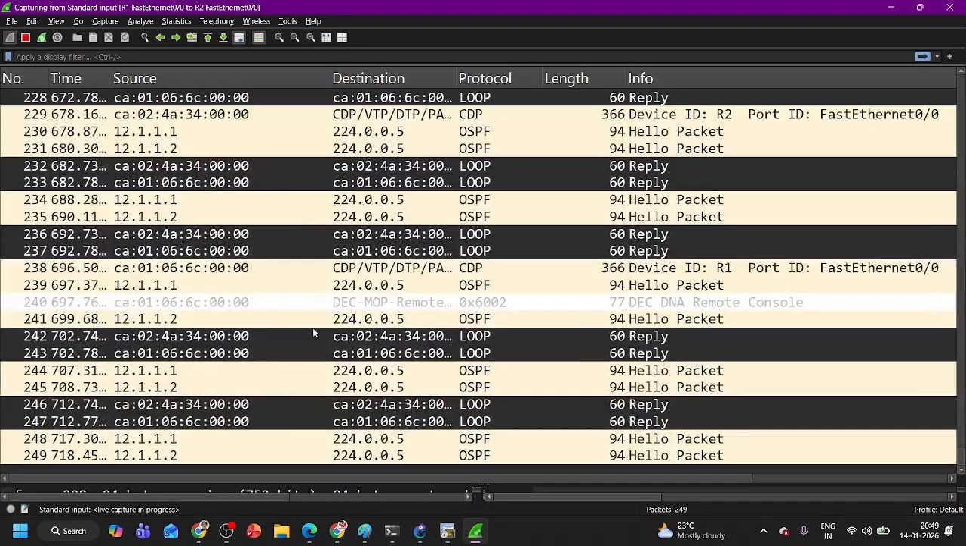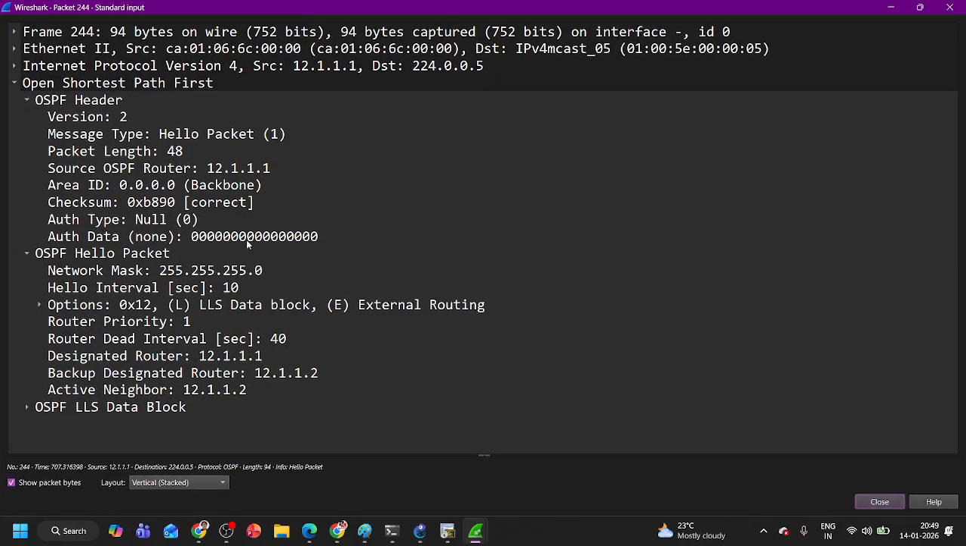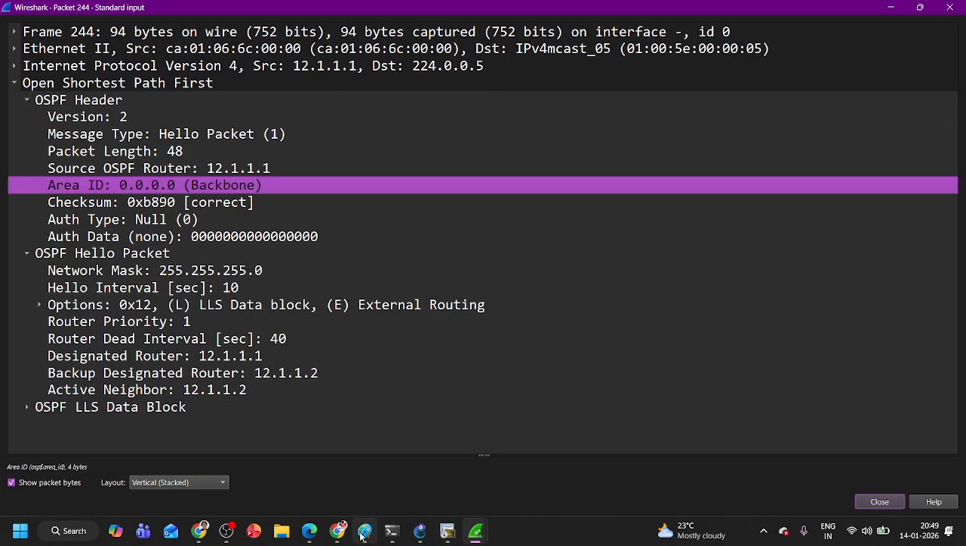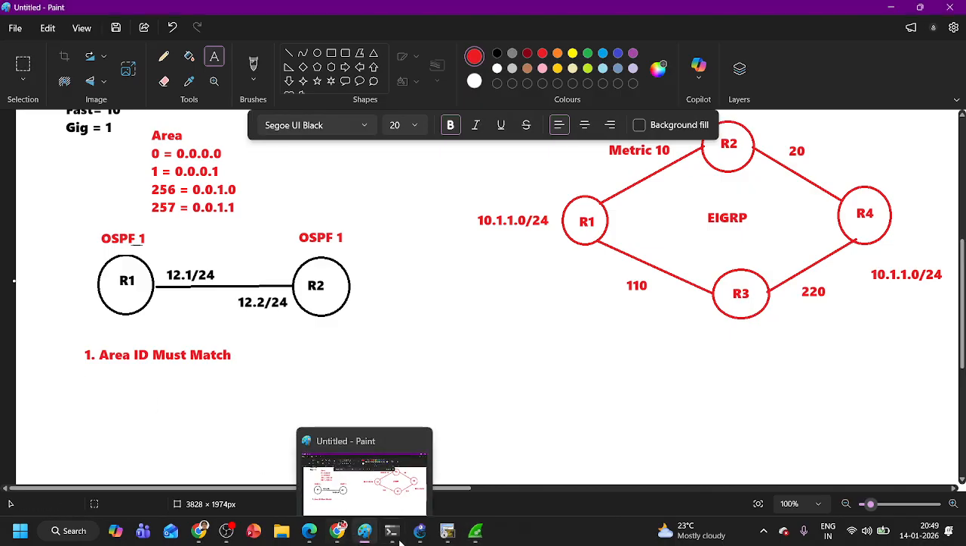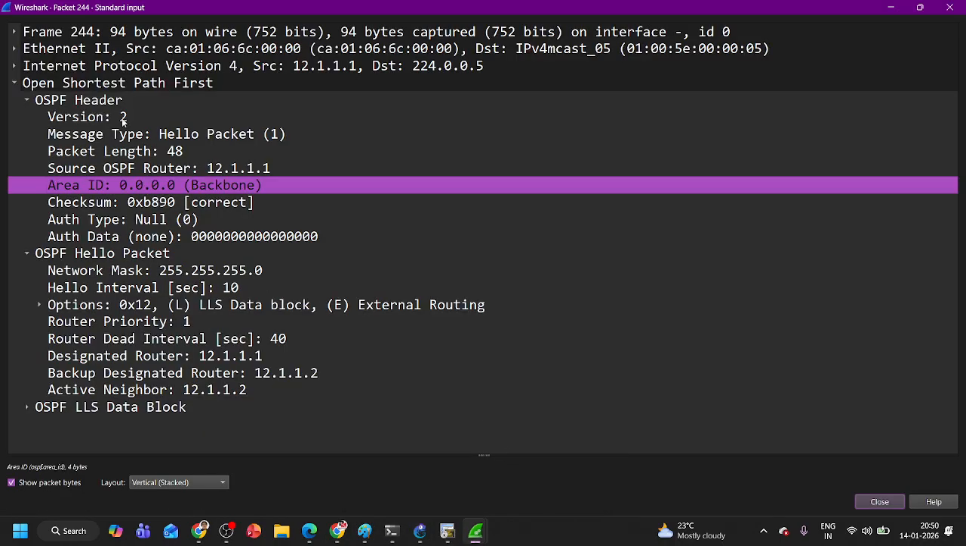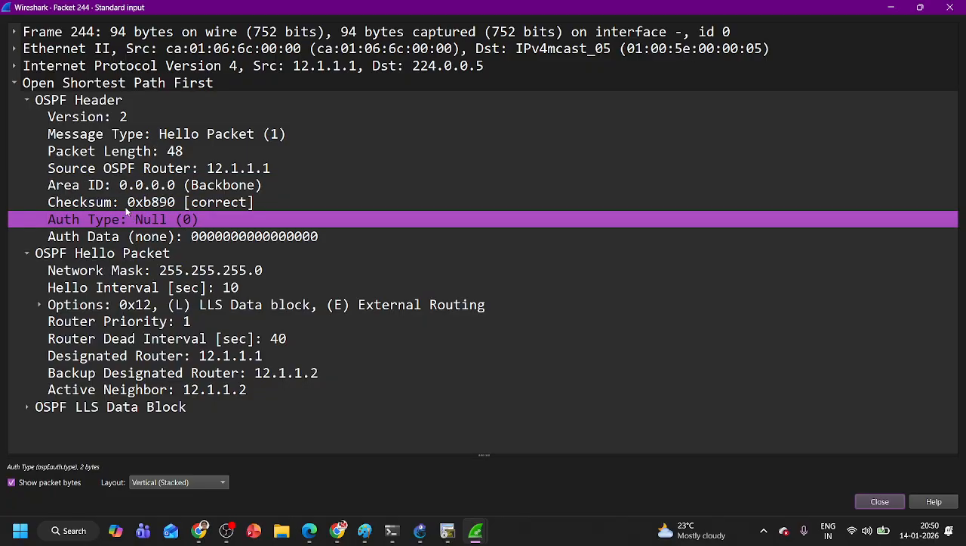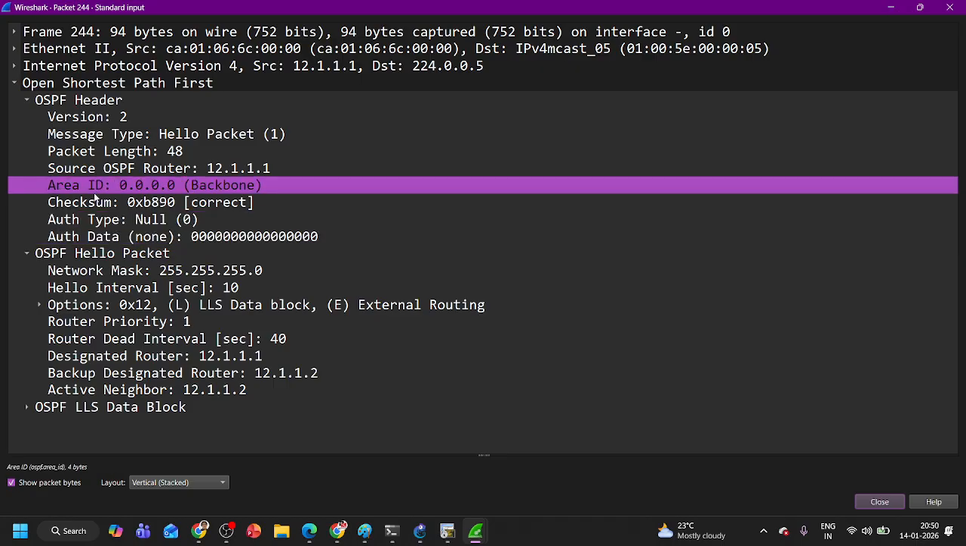So here again, if I open the hello message, you can see the first important field is area ID. Area ID must match, then only neighborship will come up. Second parameter: if you have configured authentication, then definitely authentication type and authentication data should be the same. Authentication type means if you are using MD5 authentication on one side, then on the other side you also have to configure MD5 authentication. It supports multiple algorithms. I will show you that. But if you have not configured authentication, then authentication doesn't matter. Area ID should be the same.